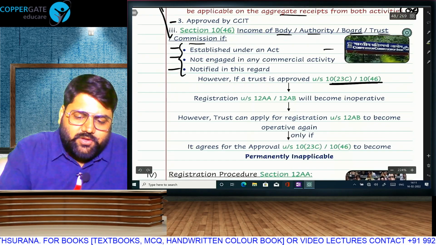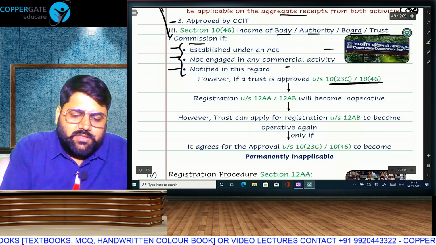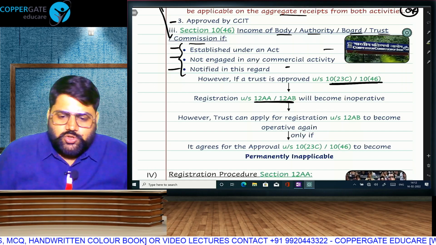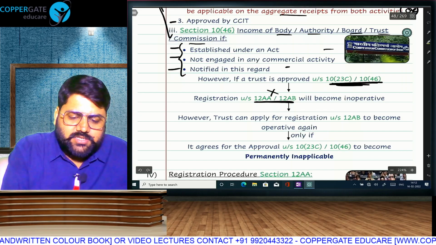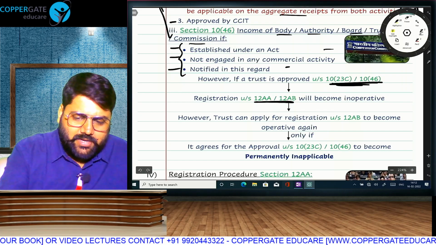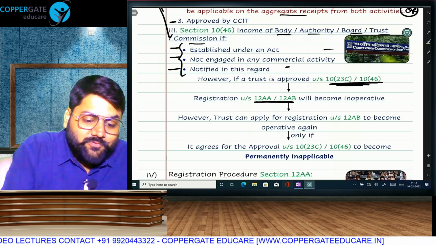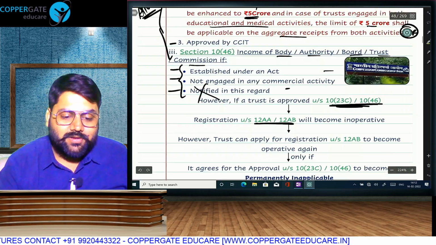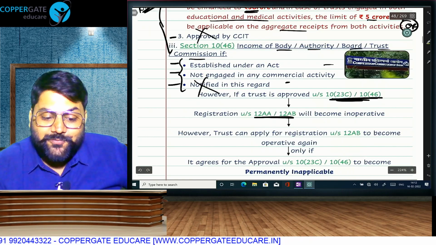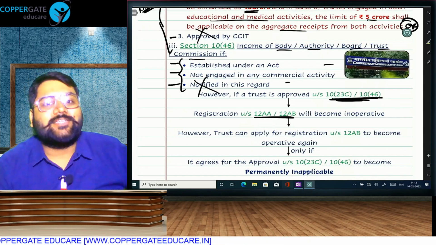The moment you get your registration under 10(23C) or your approval under 10(46), then your old registration will become inoperative. You cannot use both together. The moment you get registered, your 12AA or 12AB shall become inoperative. But there is a risk. What if someday you are removed from 10(23C) or 10(46)? Is it possible? Then you will not get section 10 exemption.